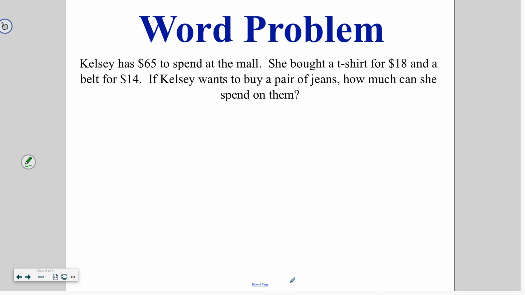Looking at word problems, that's when that list that we had at the front with those key phrases are going to help you out. Kelsey has $65 to spend at the mall. She bought a t-shirt for $18 and a belt for $14. If Kelsey wants to buy a pair of jeans, how much can she spend on them? So, things that we know. She has $65. She bought a t-shirt for $18 and a belt for $14. She is trying to buy a pair of jeans. So in total, she spent $18 plus $14, and she is going to have to buy a pair of jeans.